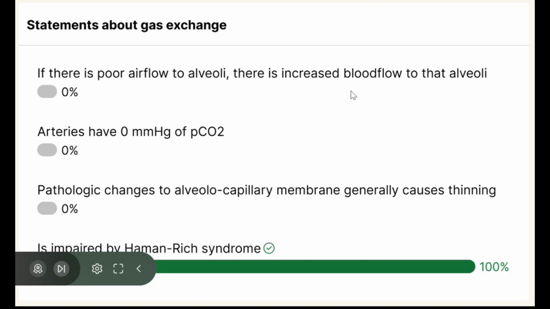Do you want me to present the image about the gas exchange right now, or is it fine? I think it's fine considering they got it correct. Okay, all right. We can move to the next question then.